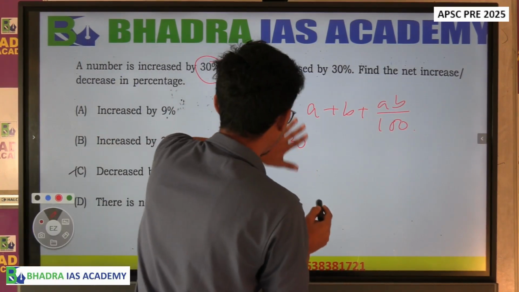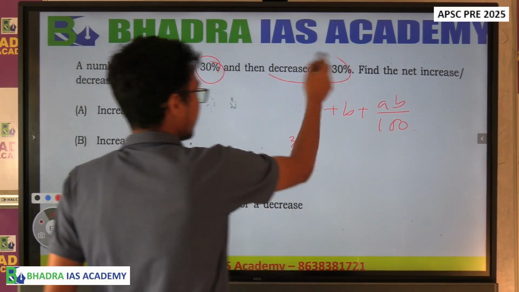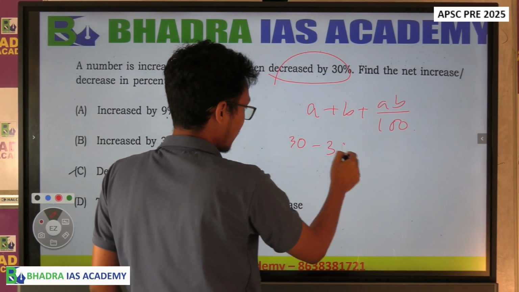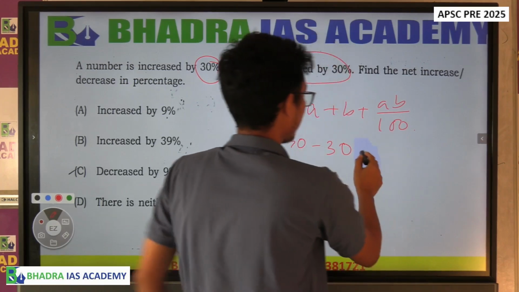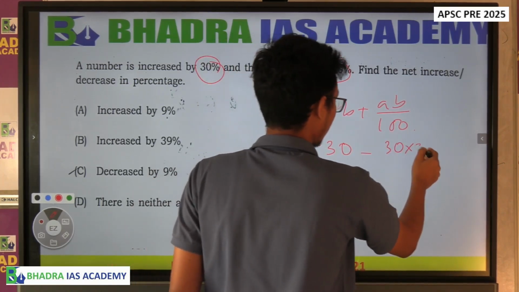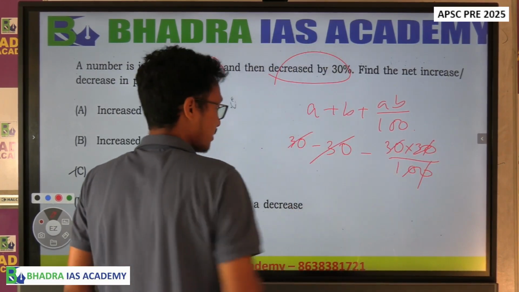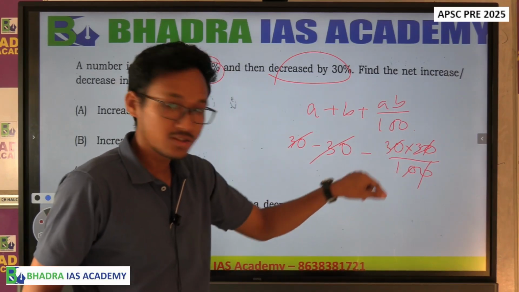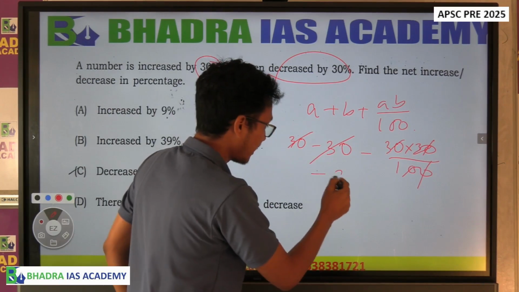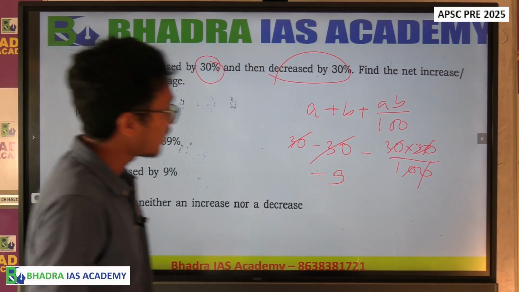Plus 30 and decrease means minus 30, and plus minus is minus, and 30 into 30 by 100. So 30 cancels, plus 30 minus 30 is 0, 0 0 0 0 cancel, 3 into 3 is 9, that means minus 9. That means 9% decrease, so the answer is C.